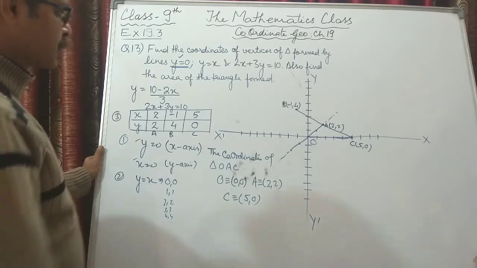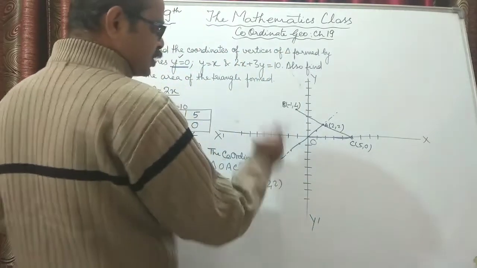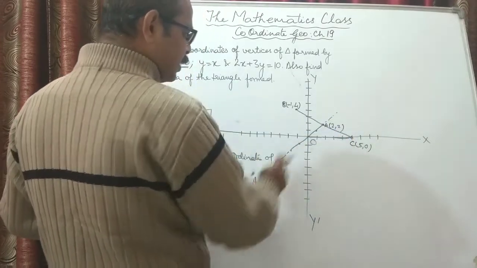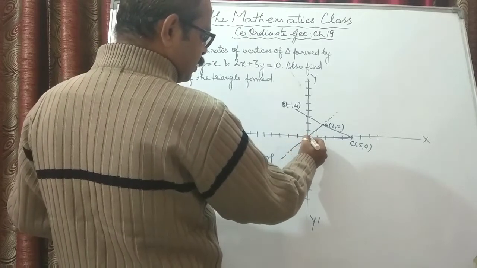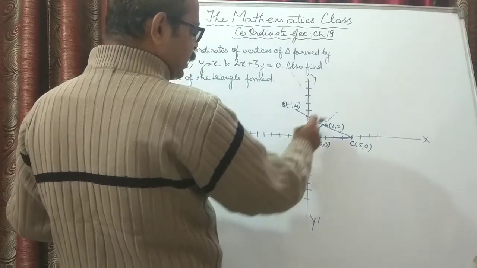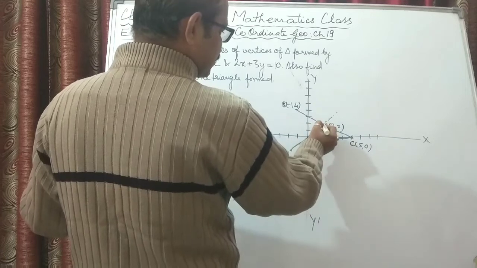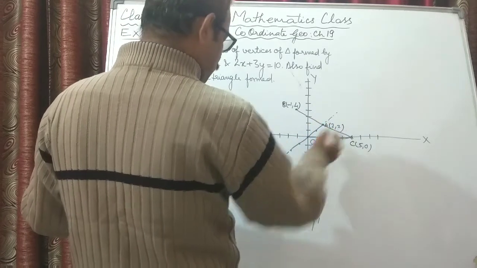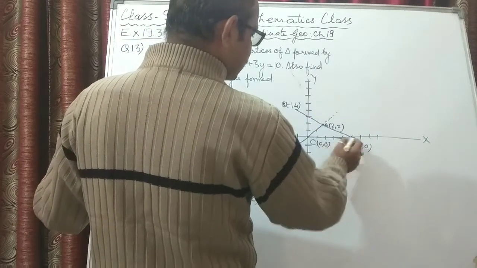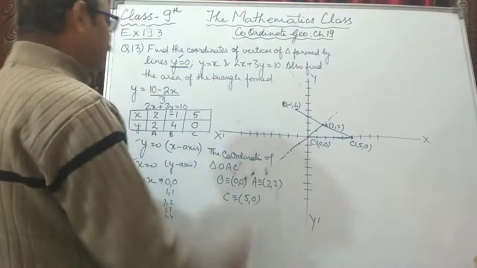This is one part of the solution. Find the coordinates of the vertices of the triangle formed. So which triangle is being formed? OAC is being formed. The coordinates of O are 0, 0 because this is the origin. Line AC and the line y is equal to x are intersecting each other at point A, and the coordinates are 2, 2, and line BC is intersecting the x-axis at point C, that is 5, 0. So these are the coordinates.